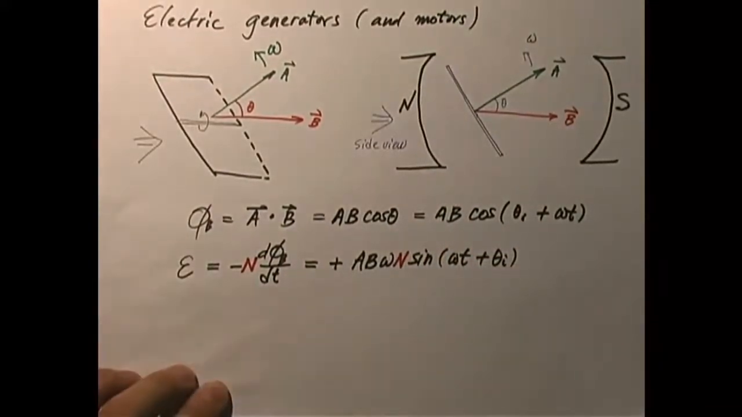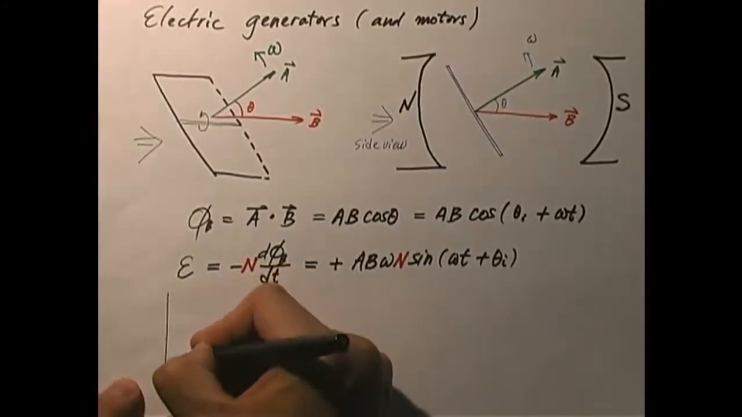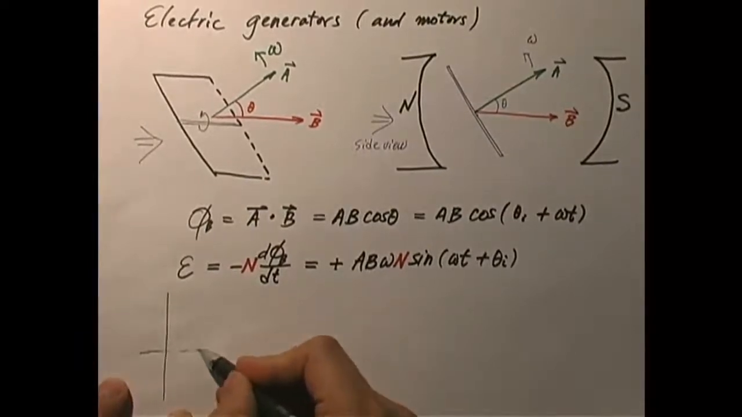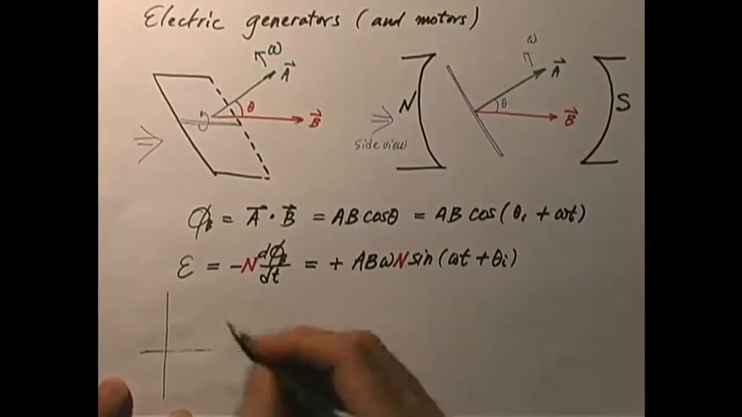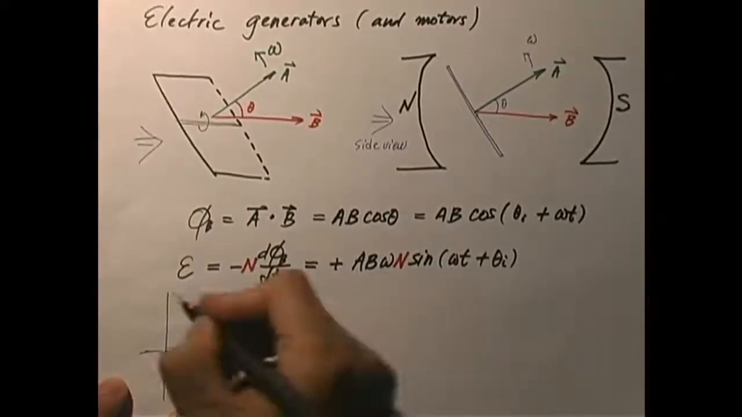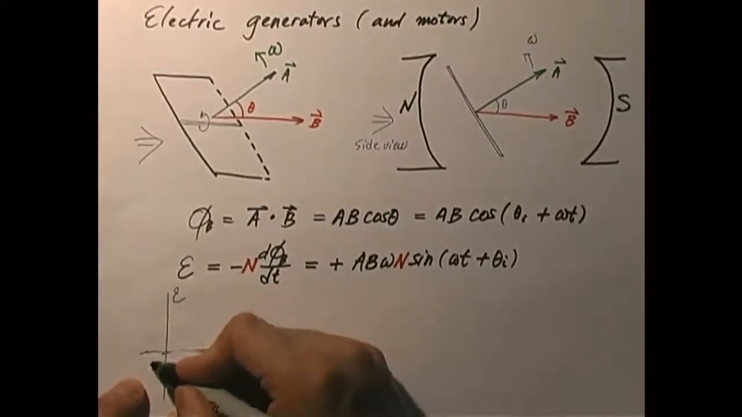Now, if we plot epsilon as a function of t, we're going to get a sine function, of course. A sine function. So it will look like this.